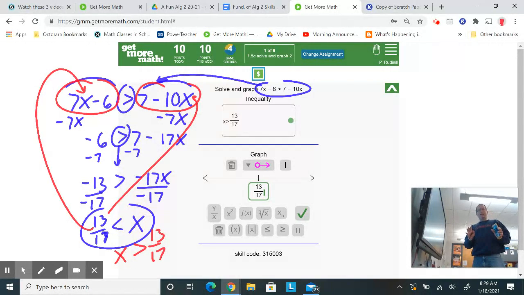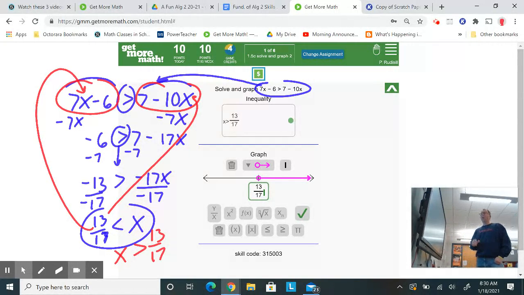The time it takes to do that is worth it, because if I got a red dot, I'd have to finish this, correct it, get it right, and then do another one before I get a point. So taking your time and being accurate is worth it. It actually takes less time to take your time. All right, so 13/17 is not equal to, so I need to unshade it, and I want any number that's greater than that.